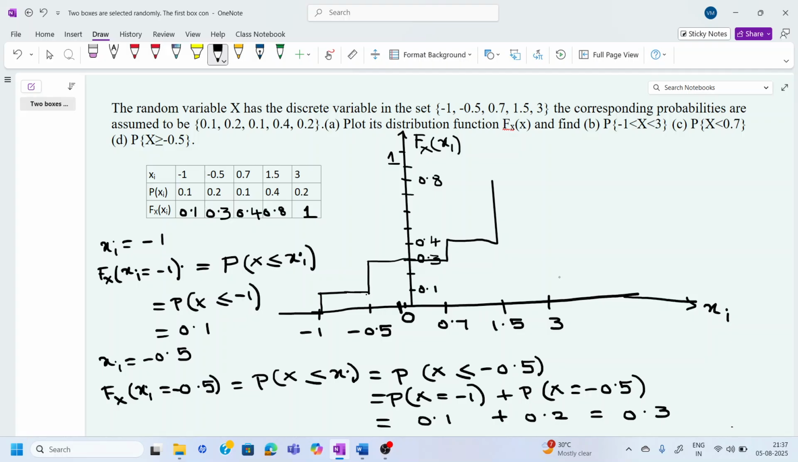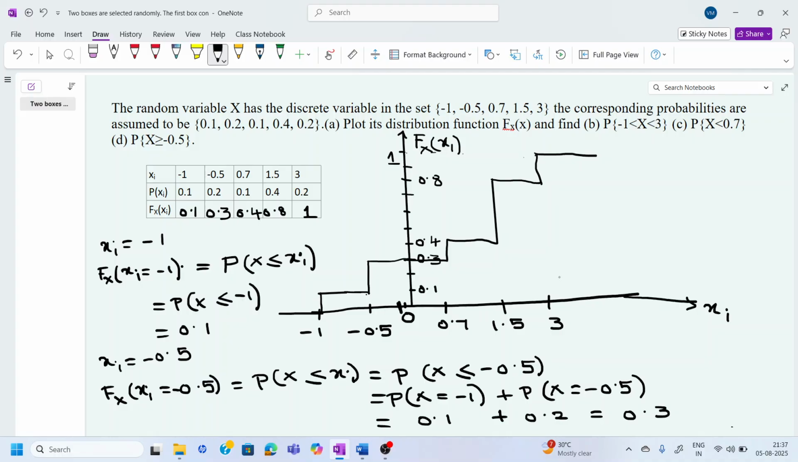Next, it will continue here up to xi is equal to 3. At xi is equal to 3, its value is 1. So the maximum value the distribution function can take is 1. So this is verified from this. So this is the distribution plot for the given discrete random variable.